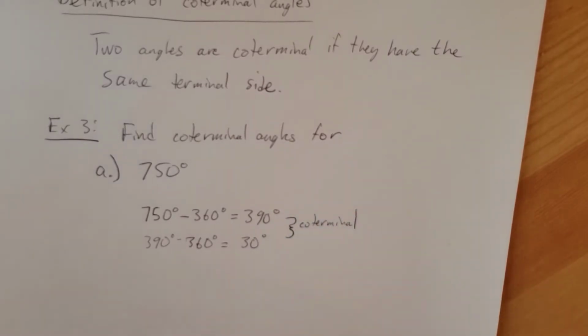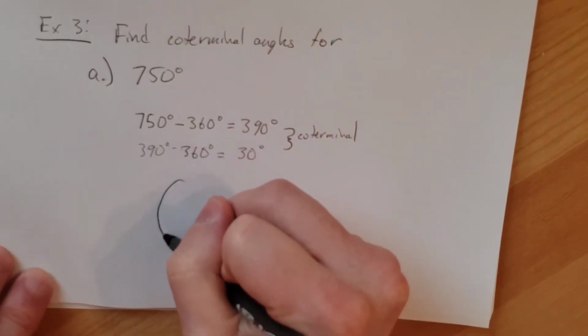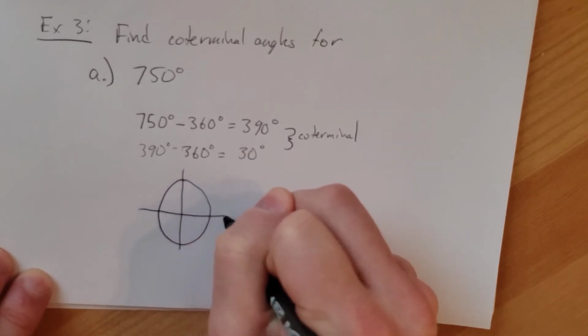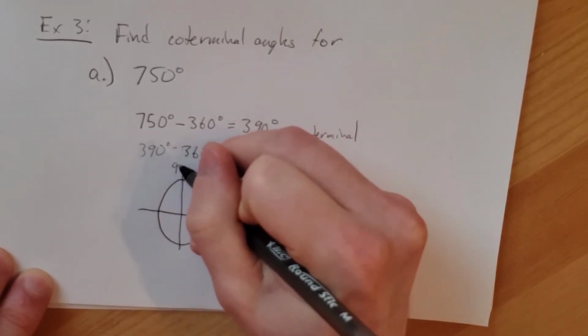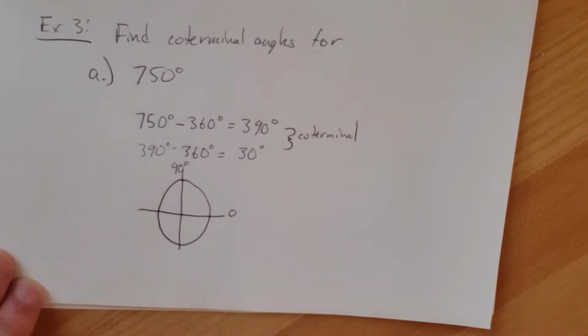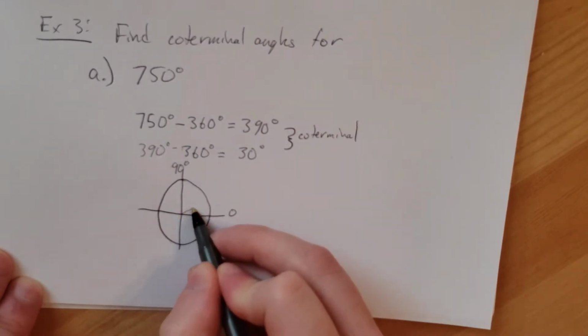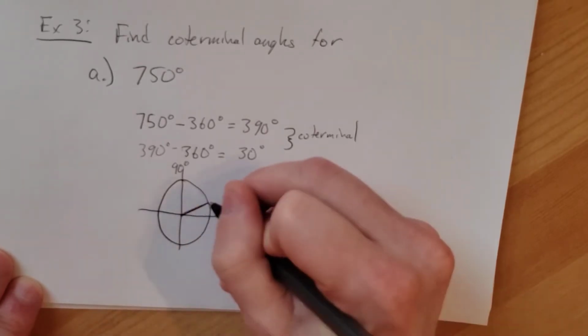Let's draw a picture to make sure we understand what's happening. So we have our circle. Angle 0 is here. Angle 90 is straight up along the positive y-axis. So whereas 30 is 1/3 of that angle, so it is there.